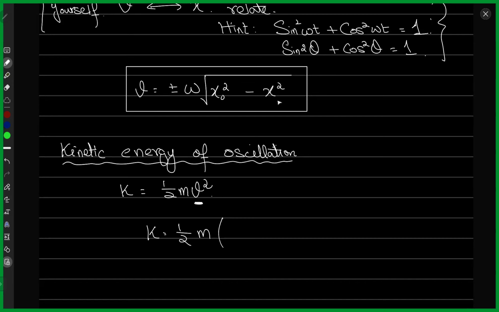And if I square this thing, then the square of minus is plus, right? The square of plus would be plus, but the square of minus would also be plus. So the sign just becomes positive, and we have omega squared, and then the square of this thing will cancel the square root over here, and we are left with x naught squared minus x squared, right? And so the kinetic energy is half m omega squared times x naught squared minus x squared.